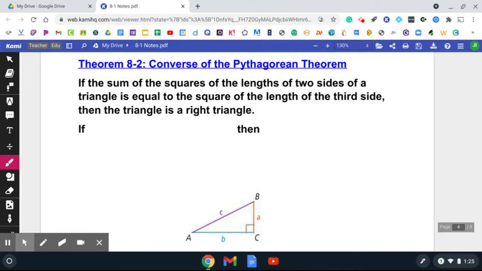So it says if a squared plus b squared equals c squared, so you've got this triangle, you've got these three sides, and you throw them in the Pythagorean theorem, and if one side really does equal the other side, then what you could say is that your triangle, and I'm going to use ABC because we've got this picture down here, is a right triangle.